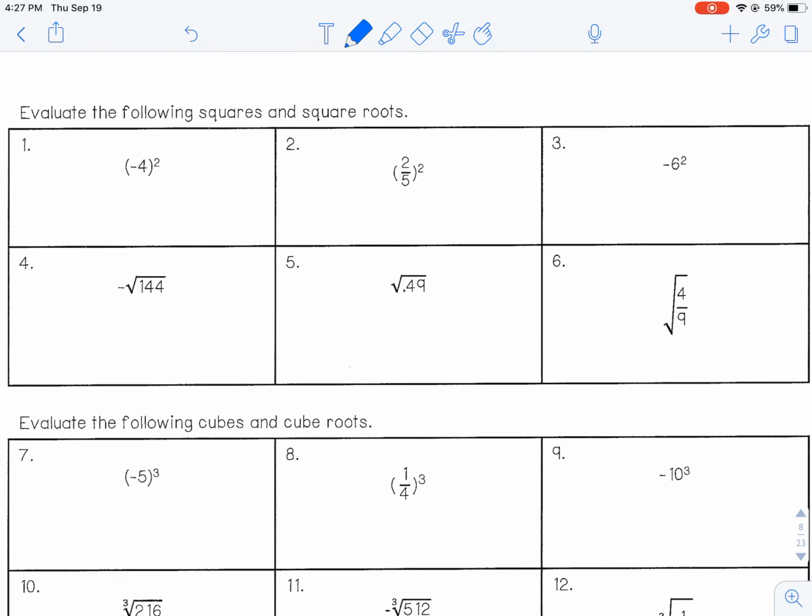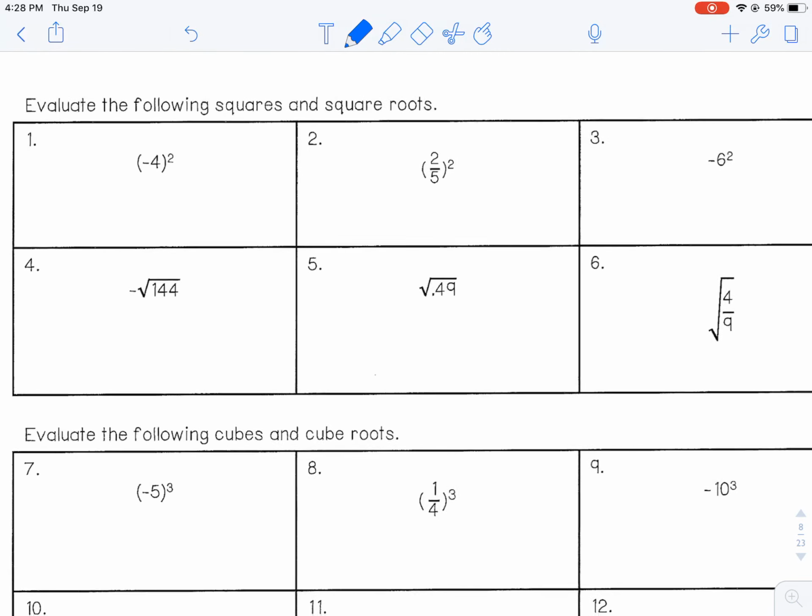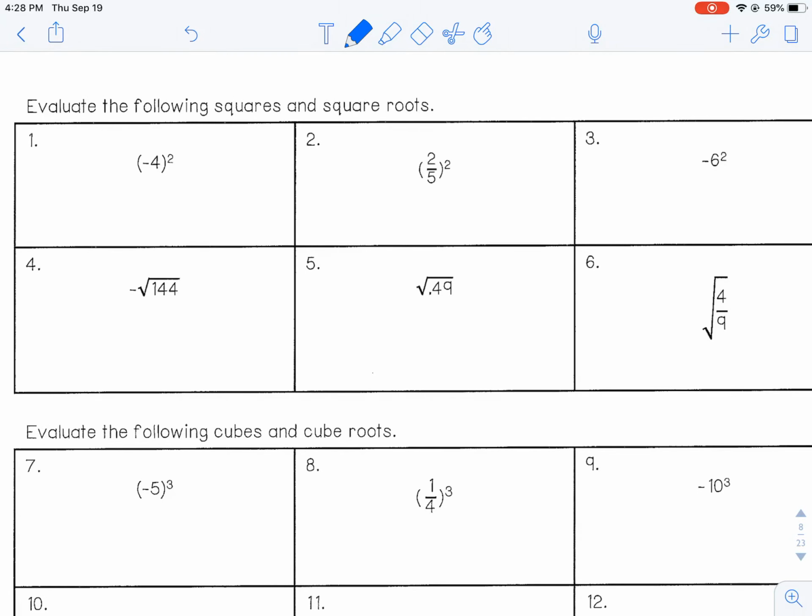Okay, so for number 1, we're going to evaluate the following square roots and squares. So the first thing that I need to do, and again, hopefully this is all review for you. We have negative 4 to the second power. Notice the parentheses are there, so we are taking the negative 4 times the negative 4. That will give us a positive 16.